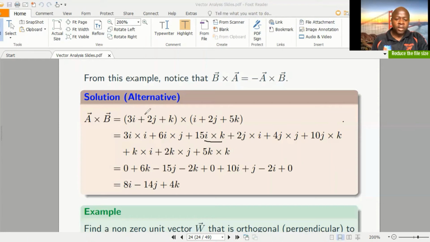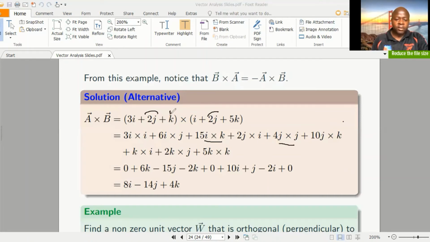And then we come to this other one now, 2j cross i. That would be 2, then j cross i, 2j cross i. Then 2j cross 2j. 2 times 2 is 4, j cross j. That's 4j cross j. Then 2j cross 5k. So 2 times 5 gives me 10 j cross k. 10 j cross k. I'm done with that.